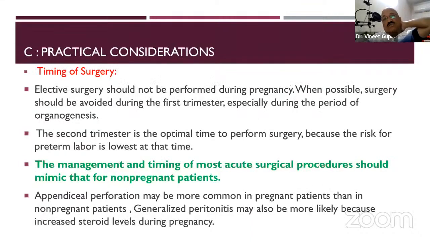Then comes the third most important part of this topic, that is practical considerations, timing of the surgery. Elective surgery should not be performed during pregnancy. When possible, surgery should be avoided during the first trimester, especially during the period of organogenesis. The second trimester is the optimal time to perform surgery because the risk of preterm labor is lowest at that time. The management and timing of most acute surgical procedures should mimic that for the non-pregnant patient. If the condition is acute, if it is an emergency, forget the patient is pregnant.